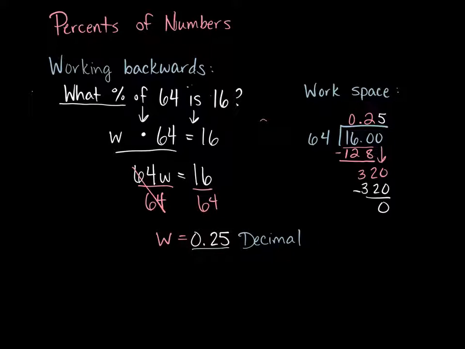But if we look back to the beginning of the problem, it definitely asks for a percent of a number. So in order to change our decimal to a percent, we have to move our decimal point over 2 places to the right. So our actual percent is 25%. And just to be clear, moving something over 2 places to the right is the same as multiplying it by 100.